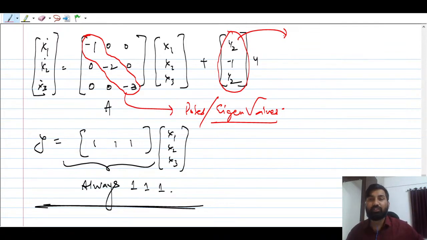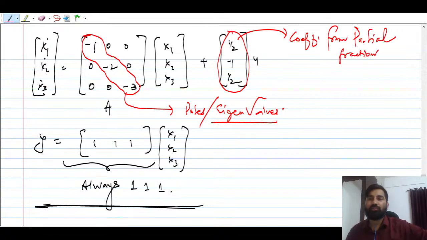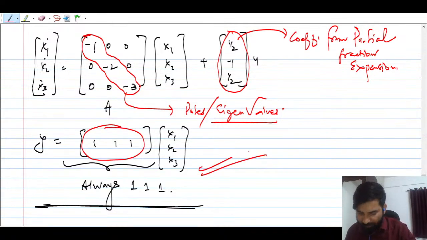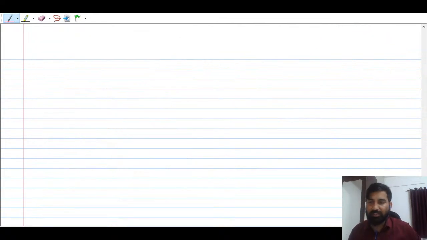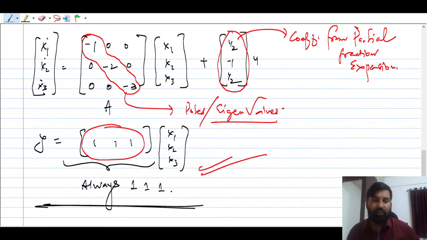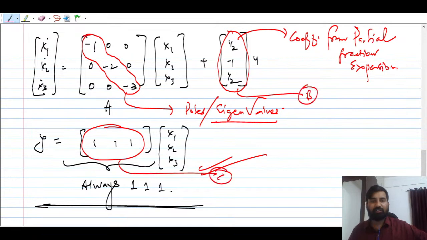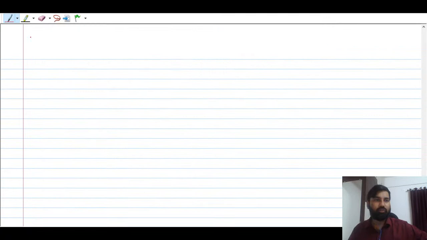So these are the coefficients from partial fraction expansion, right? Understood? And this will always be 1. Please remember this. And in diagonalization form, this B and C matrix can be interchanged, right? One more thing that you have to understand. This is the B matrix and this is the C matrix, right? So this also you have to note down.